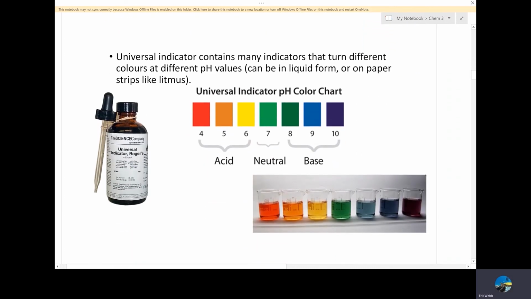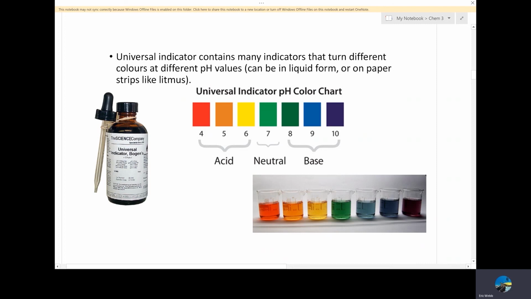A more helpful tool is called universal indicator. A universal indicator can turn colors at different pHs. It can either be in a liquid form or it can be on a paper strip. If it's on a paper strip, you just put the strip of paper in your solution and you'll see a color change.